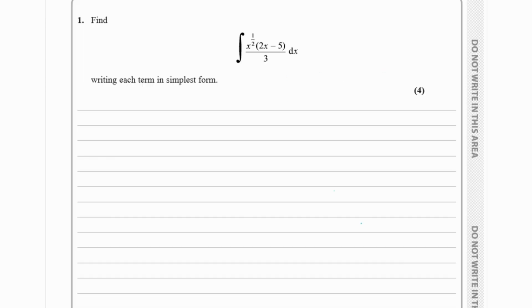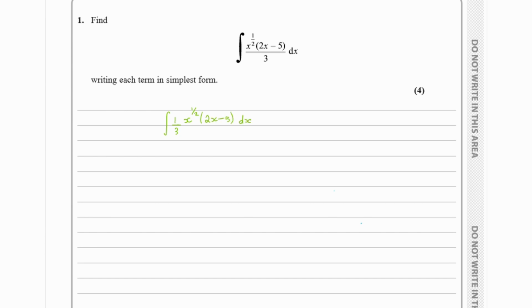Number 1, find the integral of (x to the power half)(2x minus 5) over 3 with respect to x, writing each term in simplest form. So we can write the 3 as a coefficient of the whole expression, and we can write this as the integral of 1/3 x to the power half bracket 2x minus 5 dx.